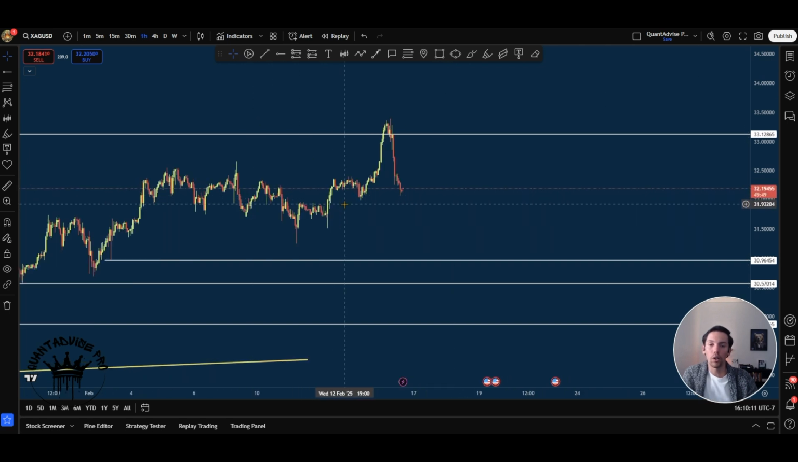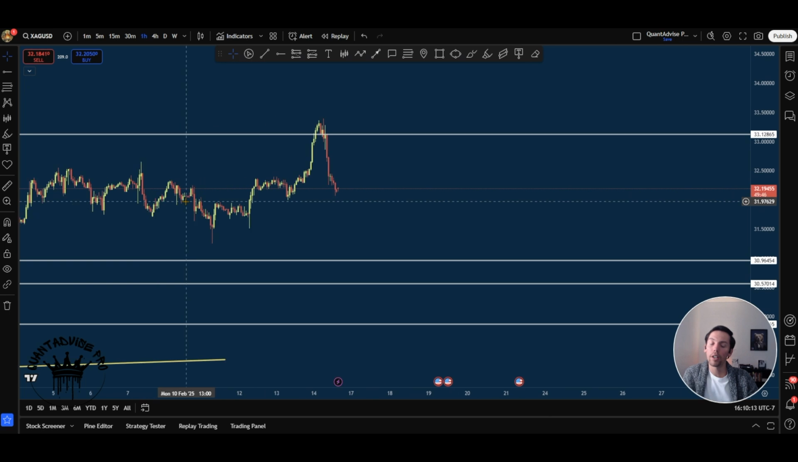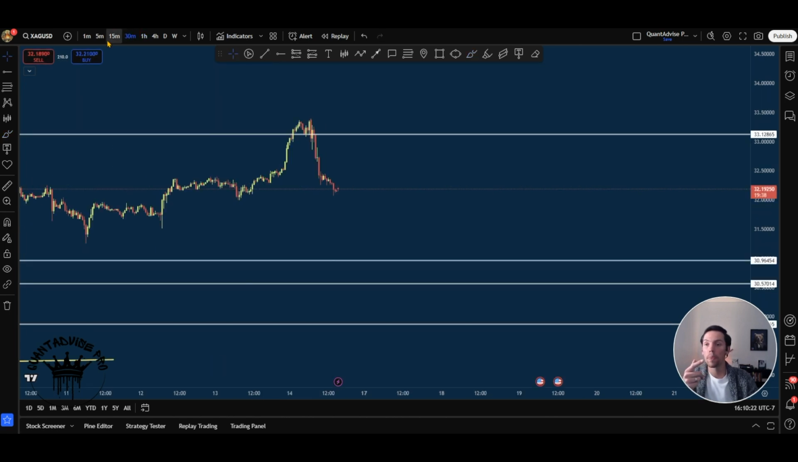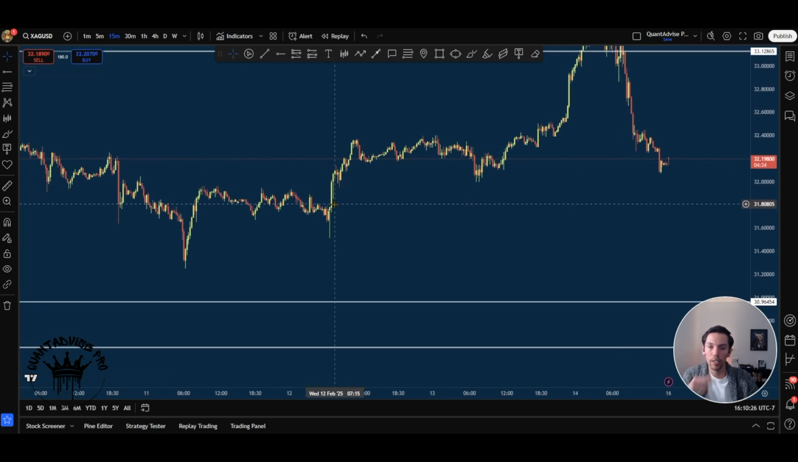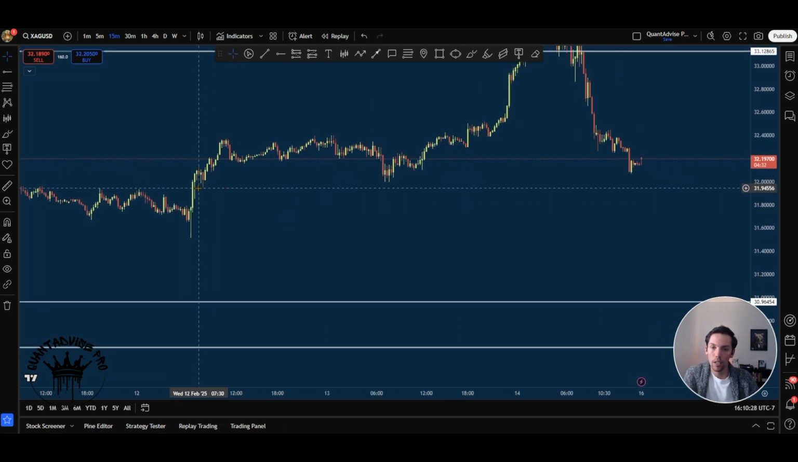I don't think this falls as an area of interest yet, but I'll be able to tell when I get into a lower time frame. We're just going to go ahead and drop straight down to our 15, and when I get into my 15, there's actually an area of interest right there.